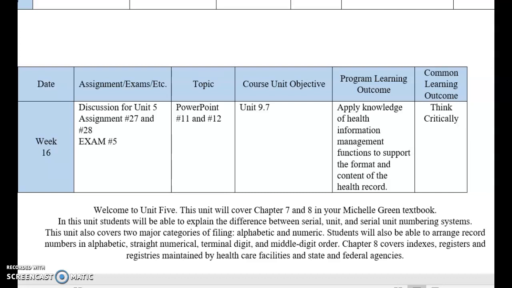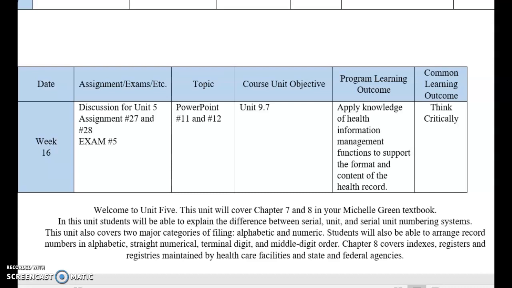Welcome to week 16. We are at the end of the semester. So with this week, we have Unit 5. It's going to be discussion. We have assignment 27 and 28. And also you will have an exam for this week. Keep in mind we need to start preparing for the final here next week.